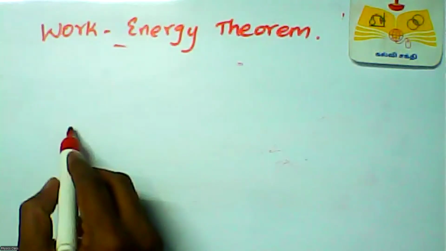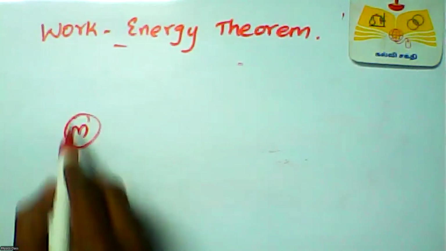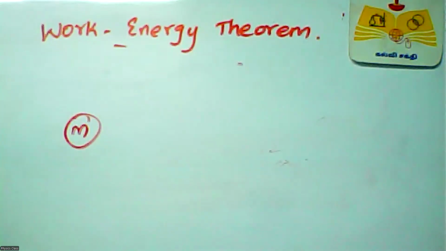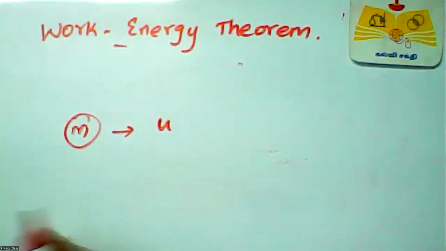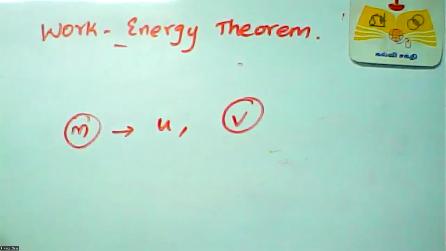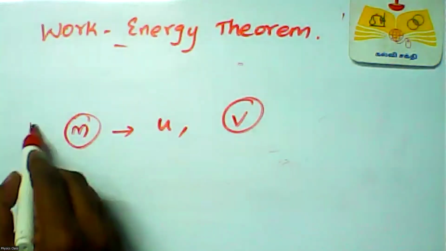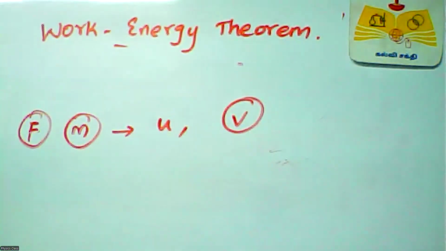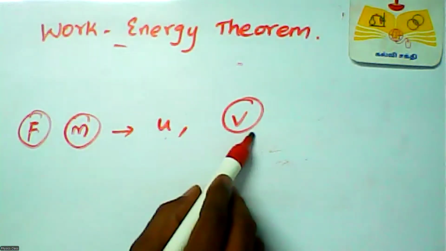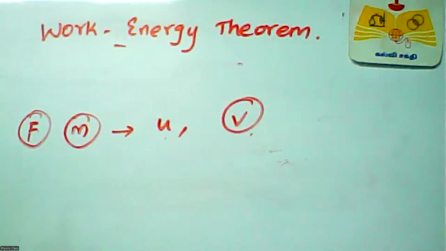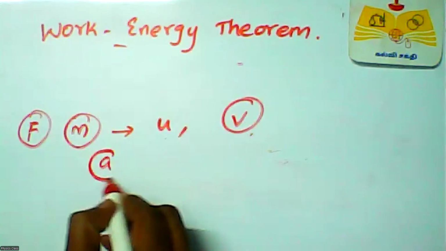So let us take one particle or object of mass m. It has velocity v or u. First of all, we can write u because it is the initial velocity. After that it attains a final velocity v under the action of force. Once the object goes from this velocity to this velocity, acceleration is there.